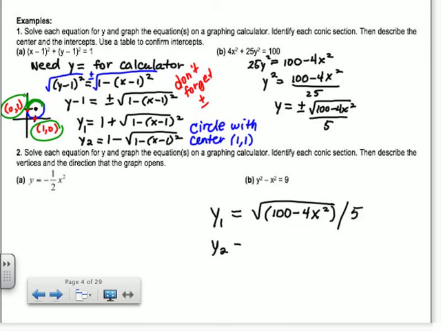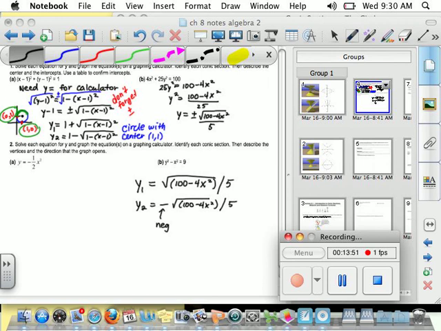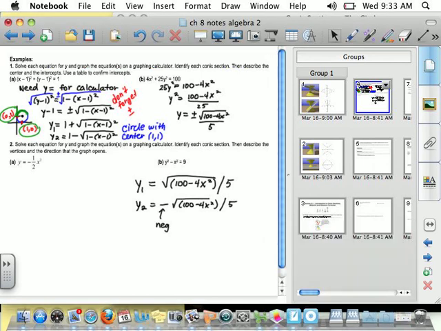And then y2, you're going to do the same thing, only you're going to have a negative out front. And this time it is the negative, it's not minus. So you're going to do 100 minus 4x squared divided by 5. Okay, when you guys do that, you should get not a parabola, an ellipse. So what you guys should have gotten is an ellipse.